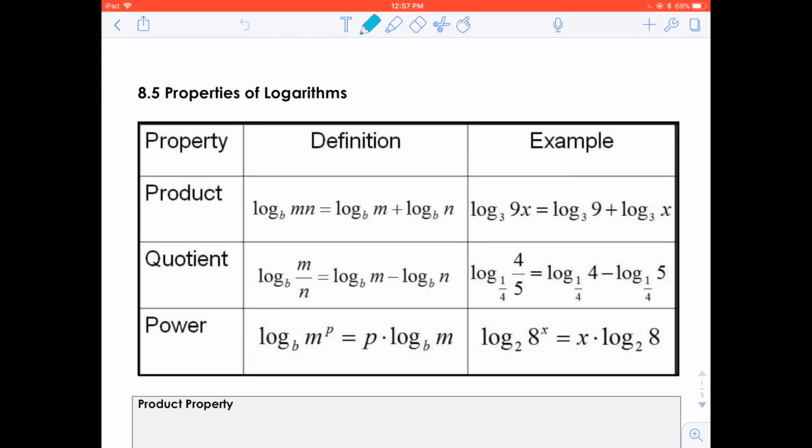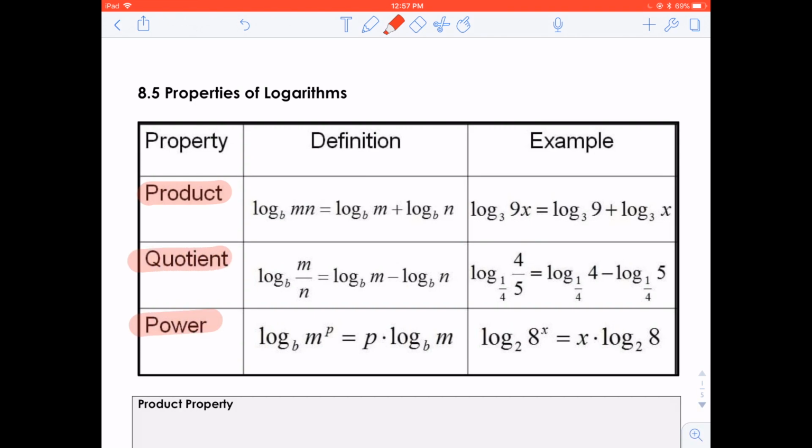Hi guys. Today we are going over section 8.5, which is properties of logarithms. This is a really cool section because there's a couple properties that go along with logarithms that no other part of math can do. Okay, so the three properties we're doing today are the product property, quotient property, and the power property.